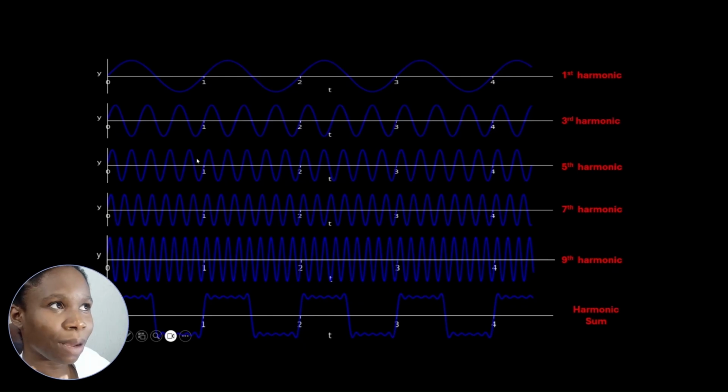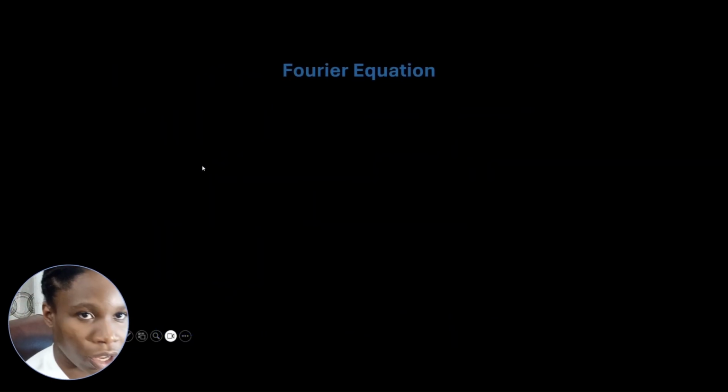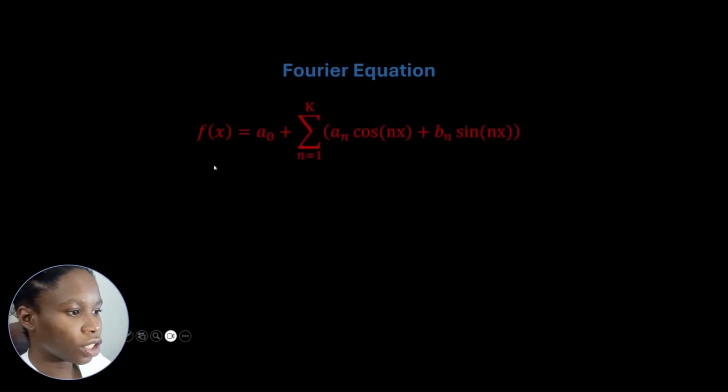And the last question we should now be asking is how do we get these harmonics, since we understand what we're using them for? This is where the Fourier equation comes in. The Fourier equation is given by this formula over here. As you can see, it's a lovely formula.